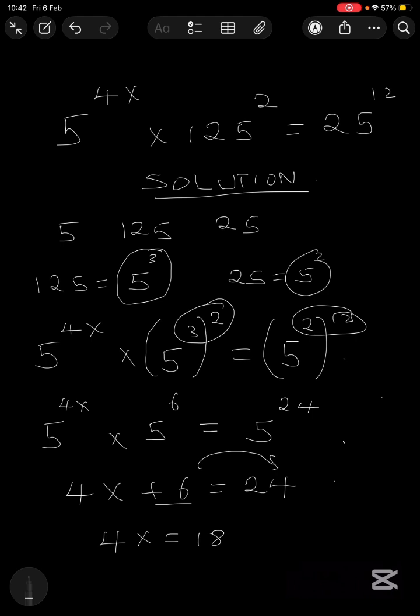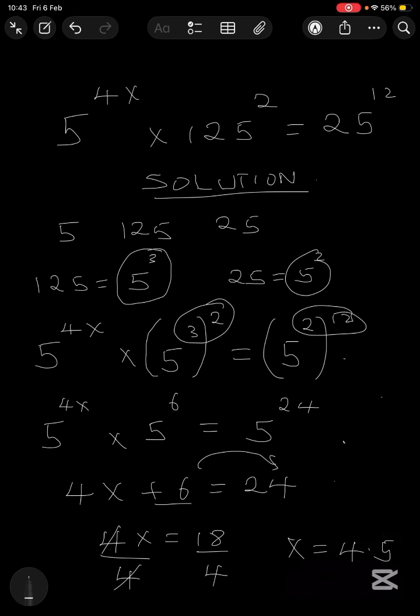Make x the subject, so divide by 4. When you take 18 divided by 4, we get x as 4.5. So as you can see, when you are given a question related to indices, you are supposed to make the base the same. After making the base the same, apply the laws of indices.